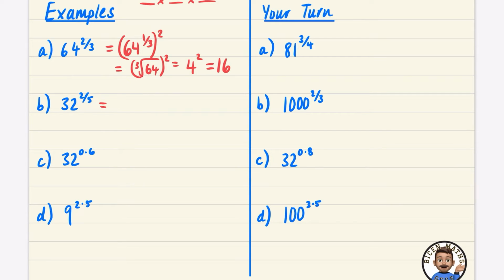32 to the power of a fifth. Now, if you wanted to, you could do 32 squared and then do it to the power of a fifth.